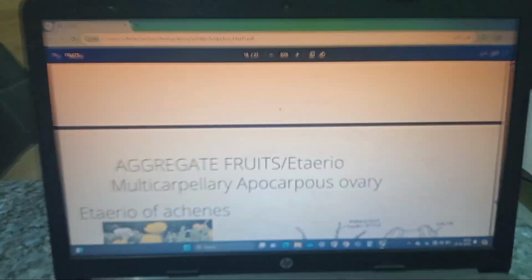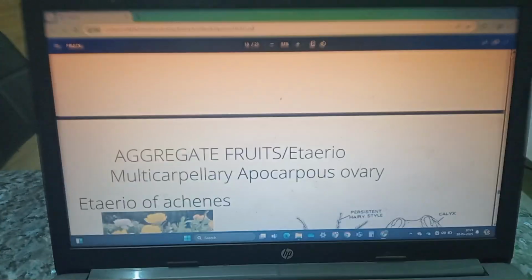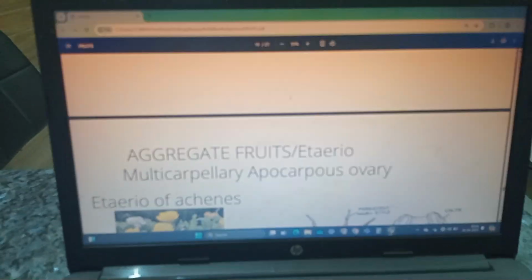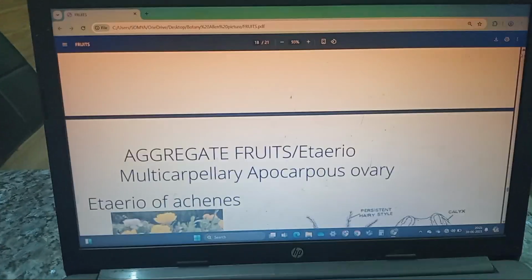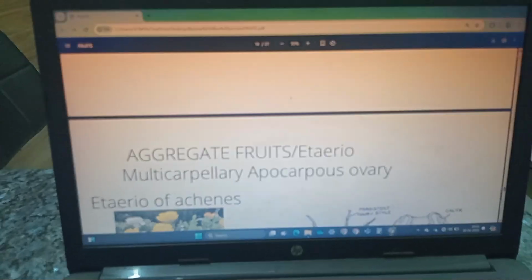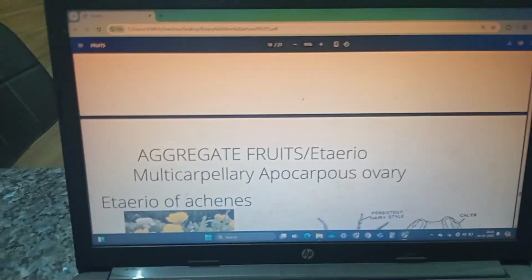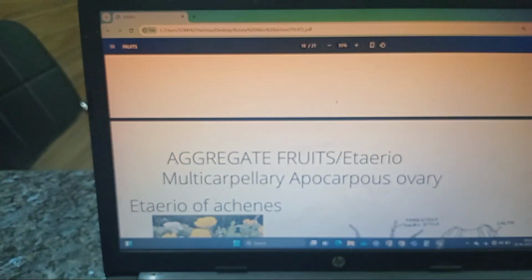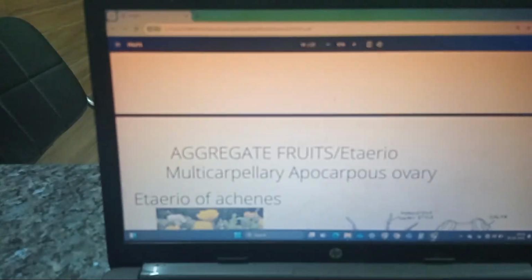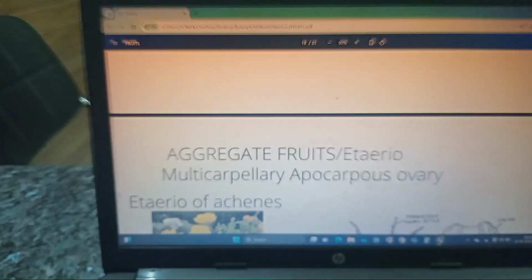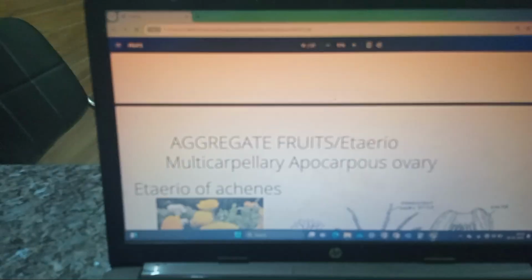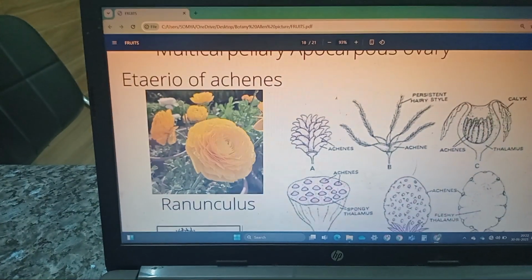this is the etaerio. This is developing from the multicarpellary apocarpous ovary. When the ovary is multicarpellary apocarpous, for example, you know it is found in water lily, in the rose, in the Michelia. So you will see the aggregate fruit when they are developing from the multicarpellary apocarpous gynoecium, right? So it is called etaerio. The etaerio of achenes, right?